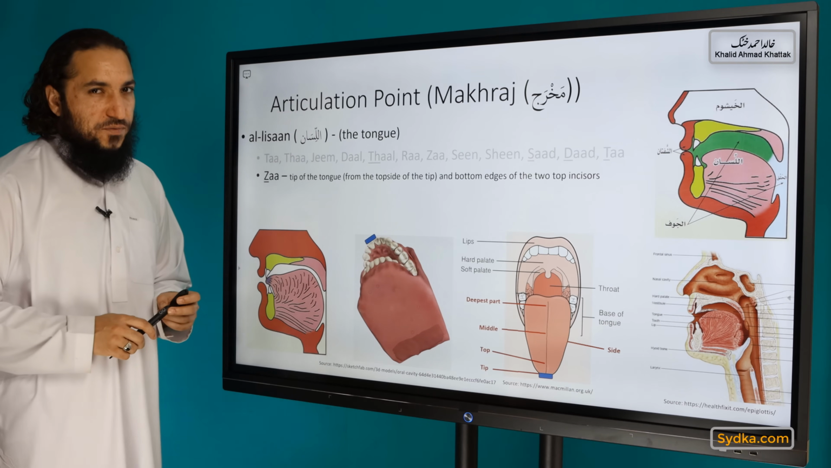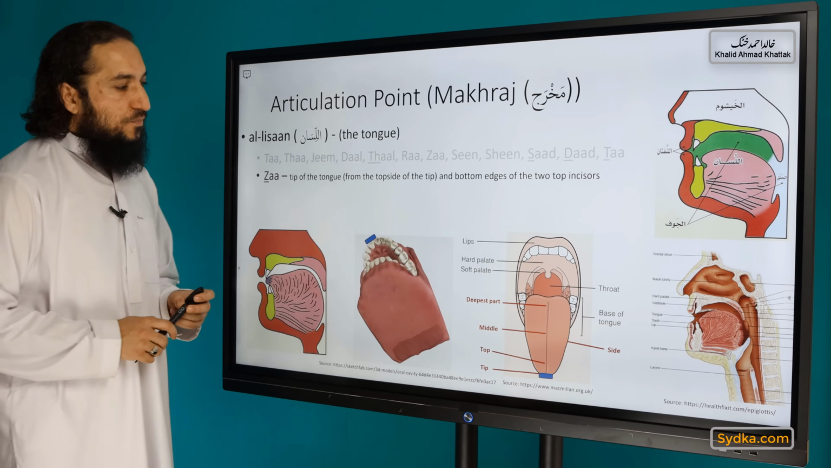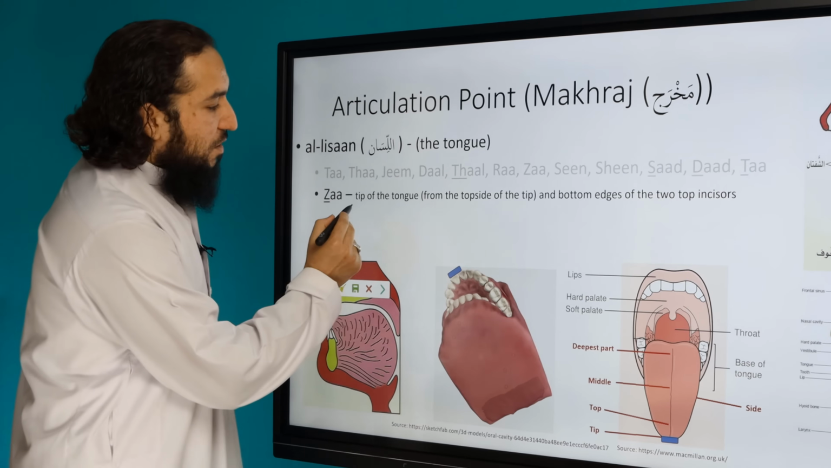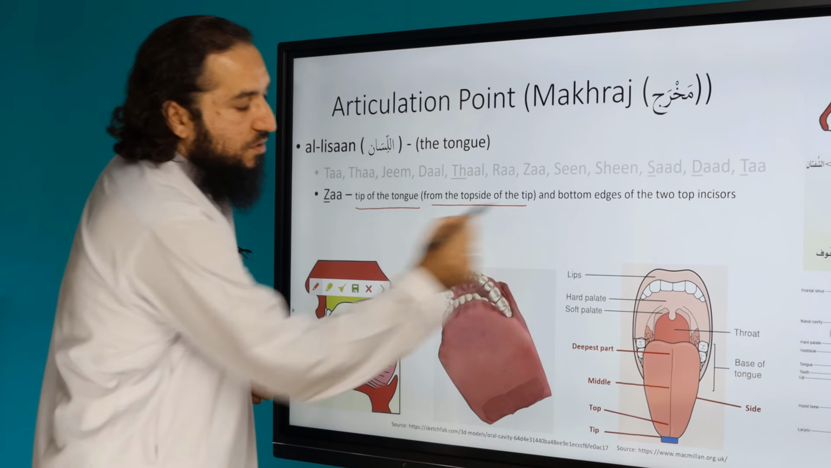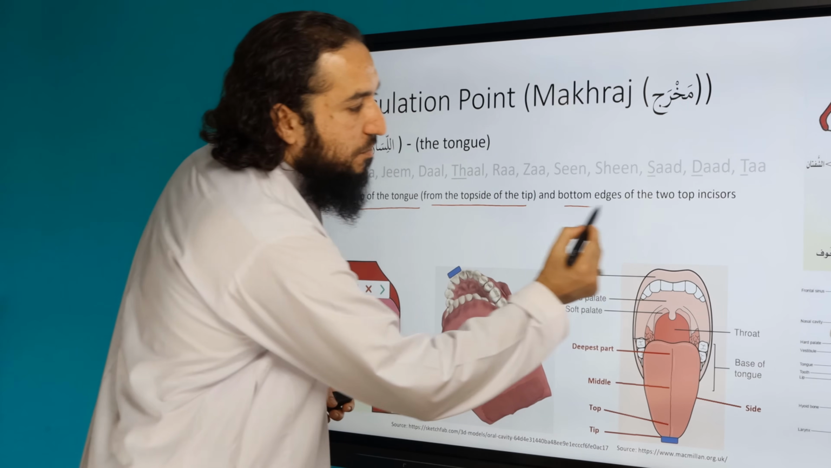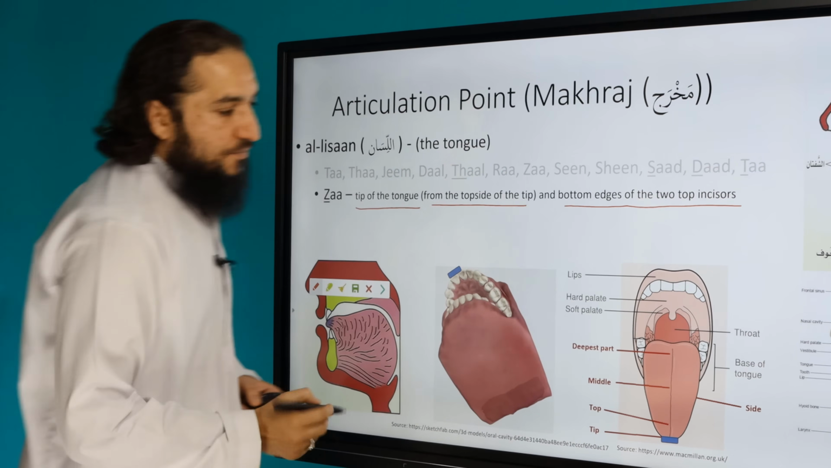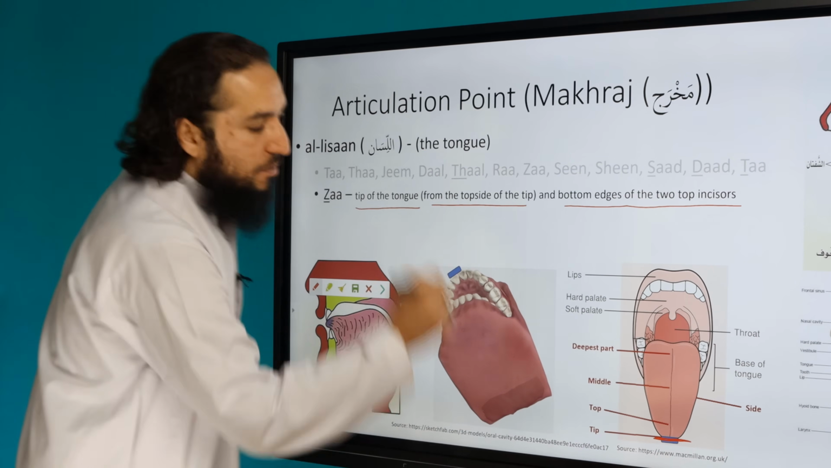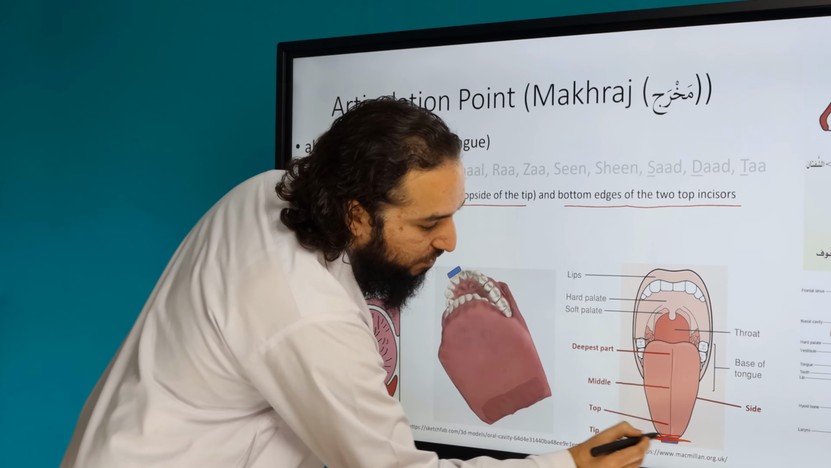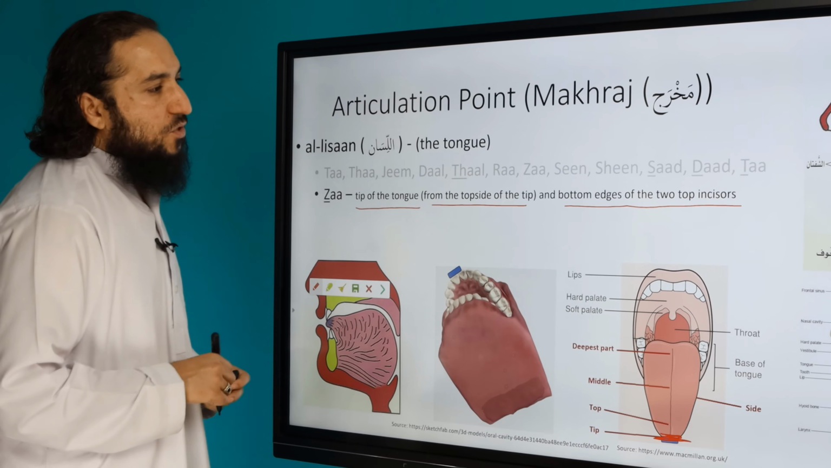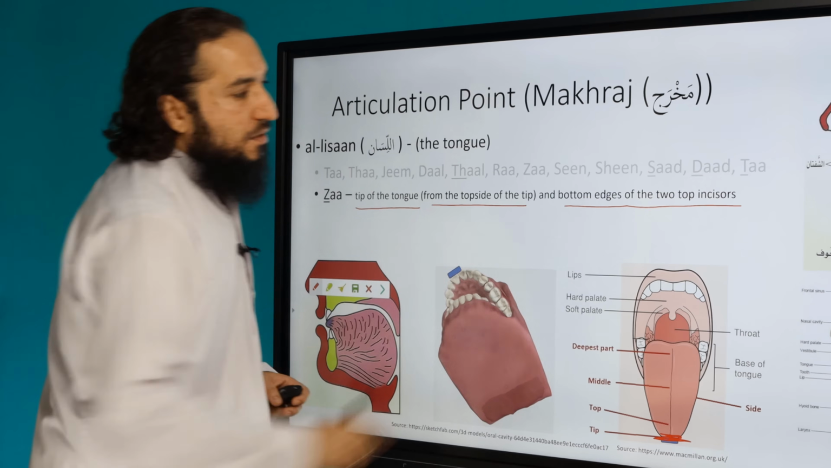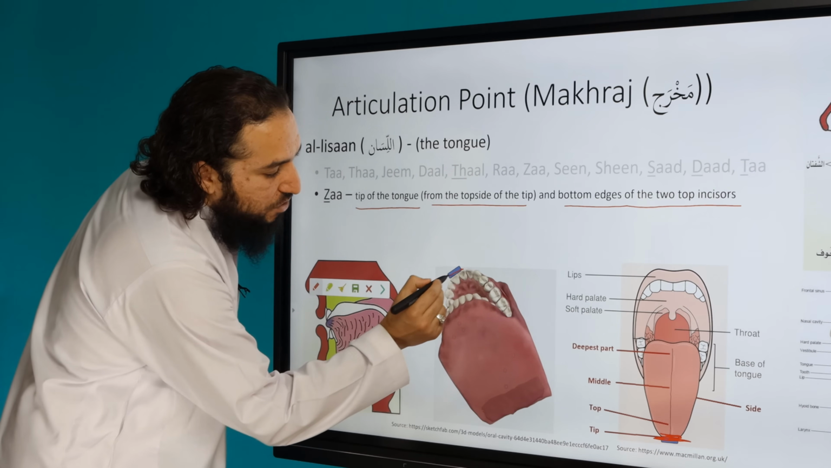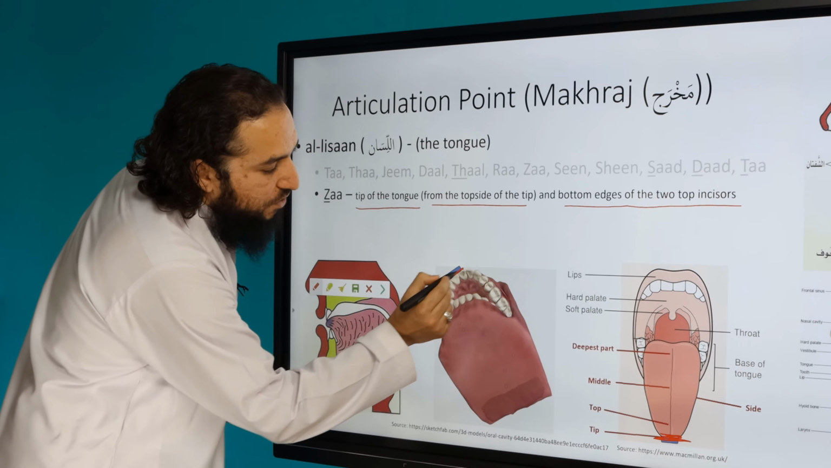Makharij. It is one of the lisan, the tongue letters, and its articulation point is the tip of the tongue from the top side of the tip and the bottom edges of the top two incisors. So we use the top side of the tip of the tongue, and it's going to touch the bottom edges of the top two incisors.